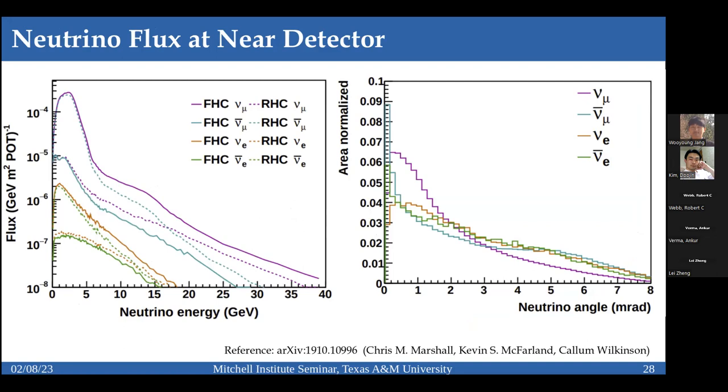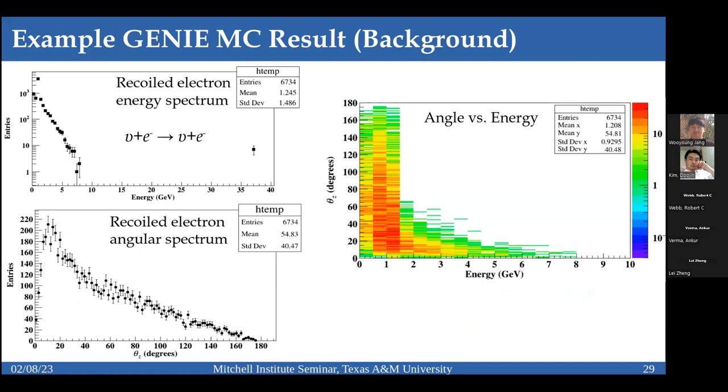It shows some example results of the neutrino background simulation using GENIE output. This shows the energy spectrum of the recoiled electron by neutrino electron scattering, and it shows the angular spectrum, and it shows the two-dimensional plot of the energy and angle distribution of the recoiled electron.